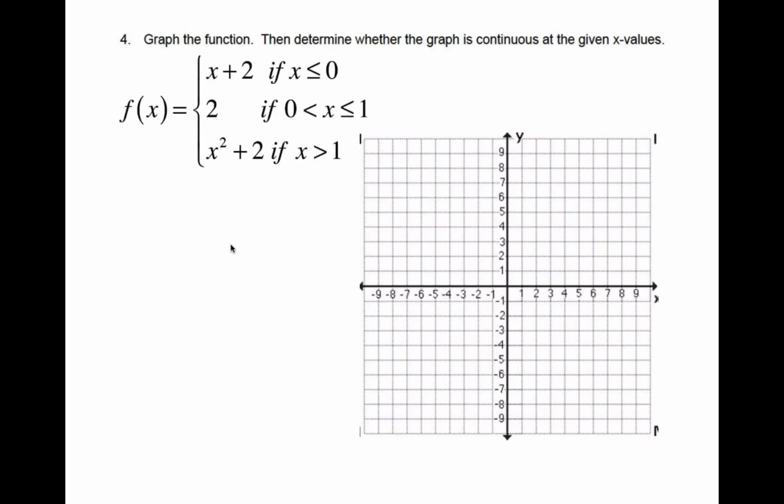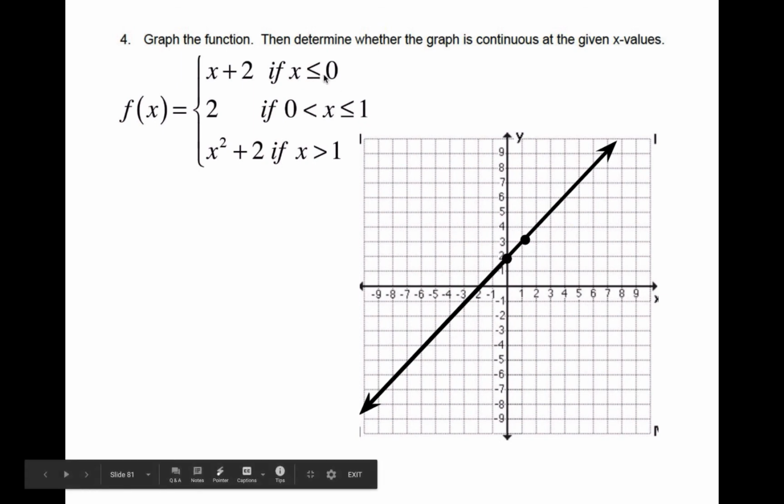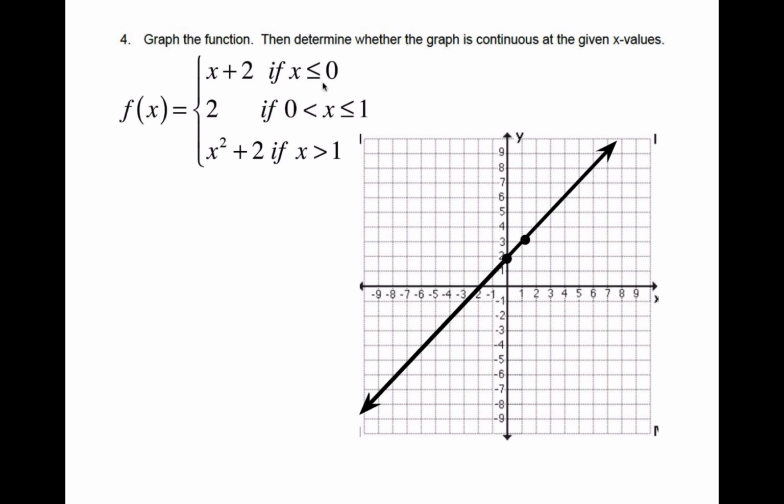All right, number 4 says to graph the function and then determine whether the graph is continuous at the given x values. So this is a piecewise function. We're going to start graphing this first equation. Notice it's a line. It has a y-intercept of 2 and a slope of 1. So starting at 2, slope is up 1 over 1, up 1 over 1. For the domain, it's a solid circle at x equals 0, so this is going to stay solid. You're keeping the graph that is less than 0, so we're keeping this. Remember, you erase in the opposite direction. This is pointing left, so you're keeping left, so you're going to erase to the right.